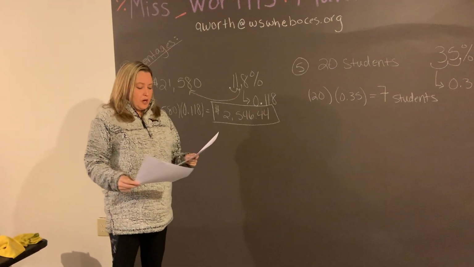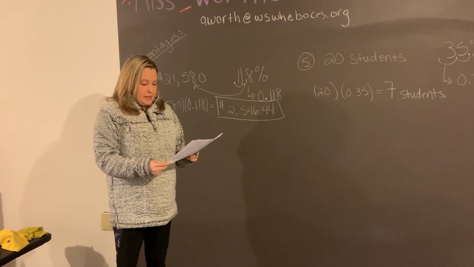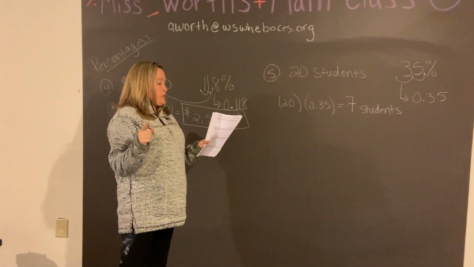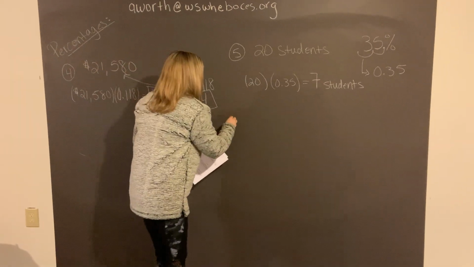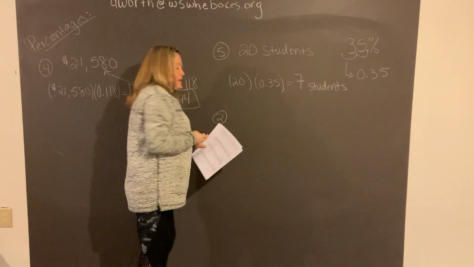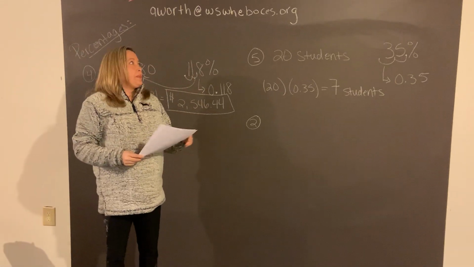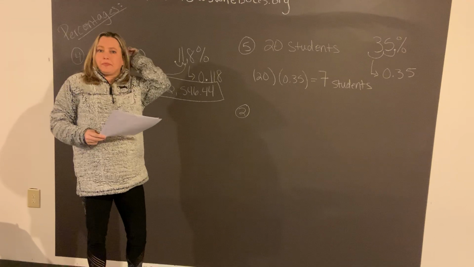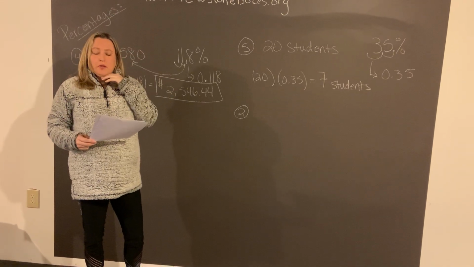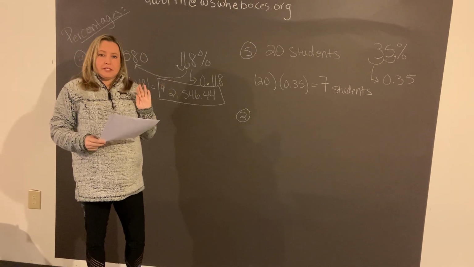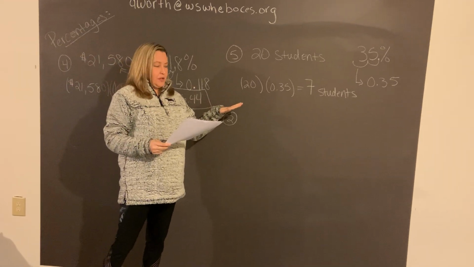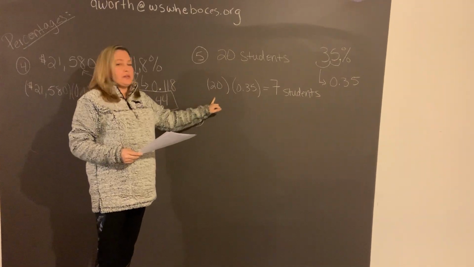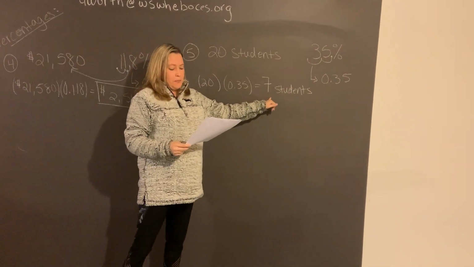The one thing I want to talk about really quick is one of the questions on your practice. It's actually number 2. If you look at your practice, number 2 asks you something a little bit different. You might be more comfortable with setting up with percent over 100 equals part over whole. But at the same time, you can set up the same way that I've been teaching you, okay? Every time we multiply here, our whole is this number, and we're looking for our part.